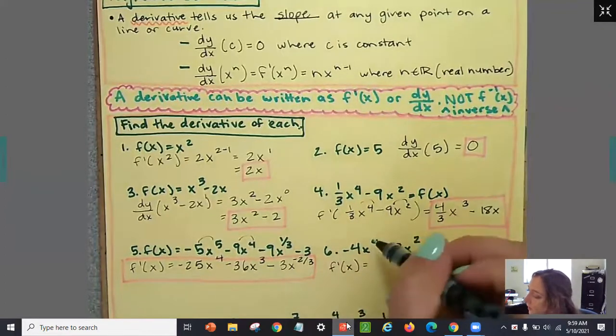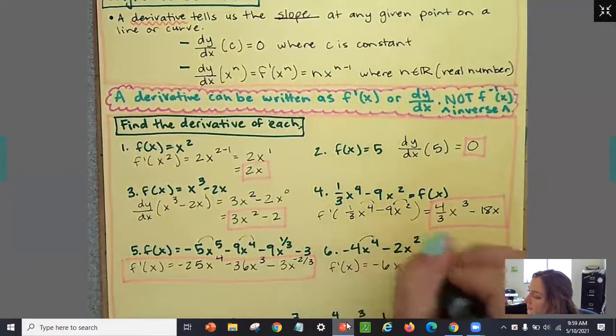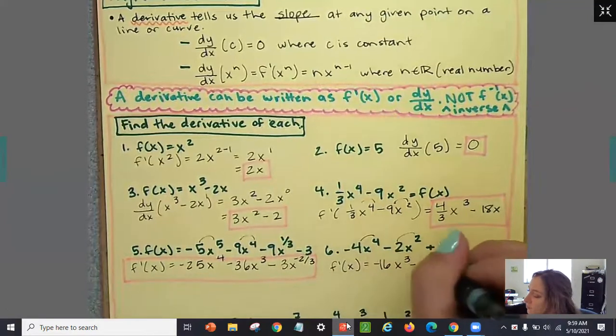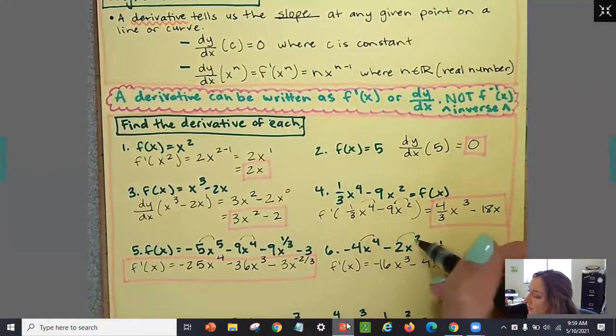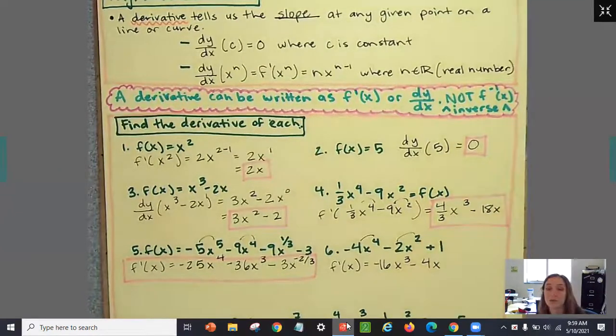Okay, we're going to do 4 times negative 4. So that's going to be negative 16. X to the 3rd. Okay, and then minus 2 times 2, which is 4. X to the 1st. So that's going to be just x. And then plus 0. So this is just going to be our derivative here.